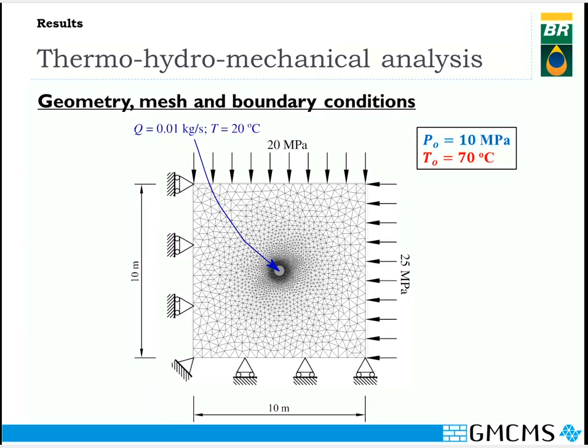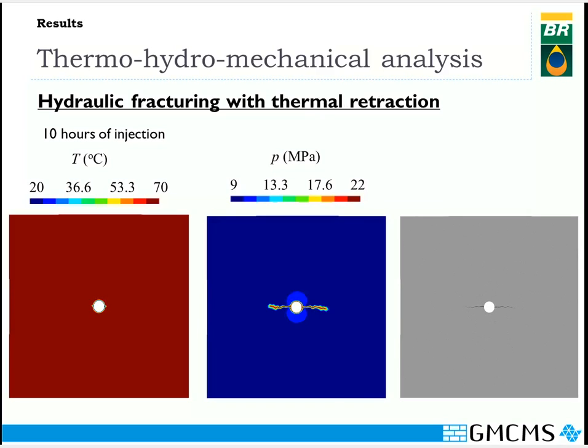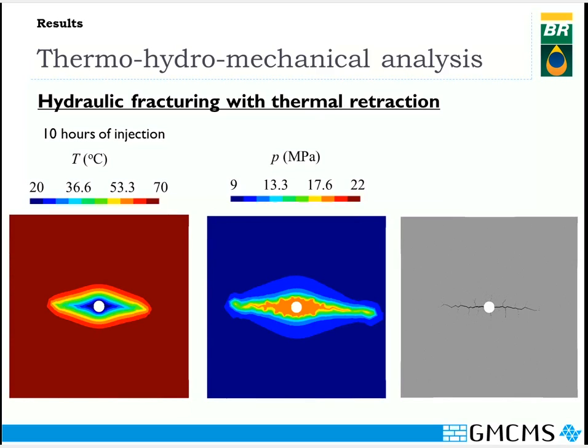To show an example of the effectiveness of the MFT, mesh fragmentation technique, let us assume a reservoir with a borehole at its center, in which the in-situ temperature is 70 degrees Celsius, the in-situ pressure is 10 megapascal, and the vertical and horizontal stress fields of the reservoir are 20 megapascal and 25 megapascal respectively. A 20 degrees Celsius fluid is injected at a rate of 0.01 kilograms per second. As a result, we can see the evolution of temperature, pressure, and fracture propagation throughout 10 hours of injection.